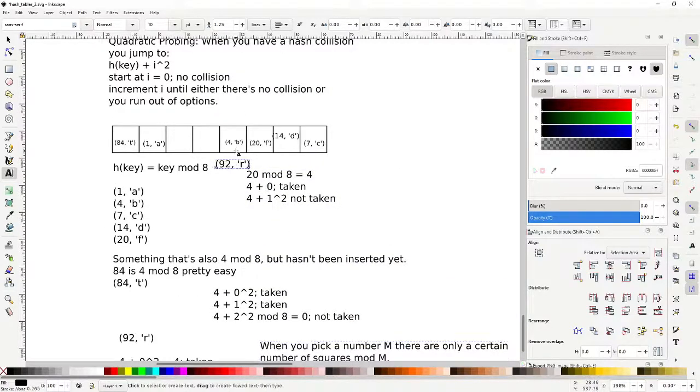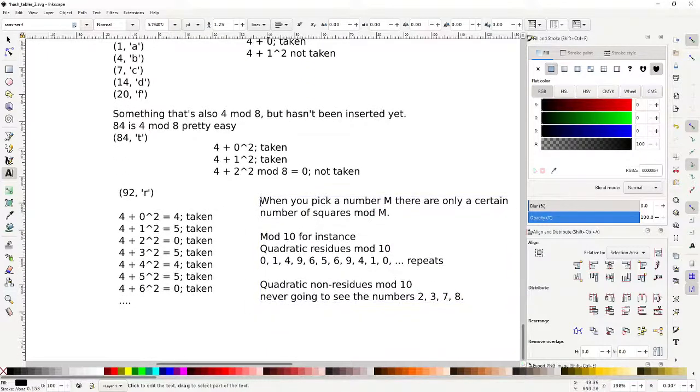The reason is because here what I've done is I keep colliding with 4, right? I keep doing this hash collision with the key of 4. And so the problem is that quadratic probing is never going to be able to hit the offsets of 2, 3, 7, and 8 mod 10.